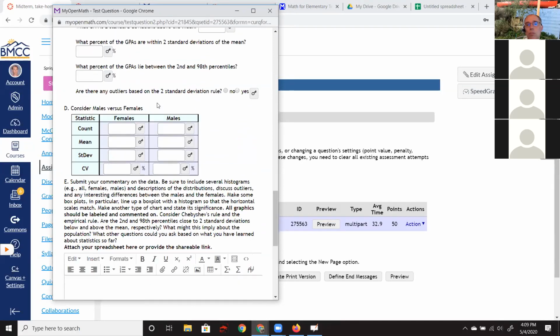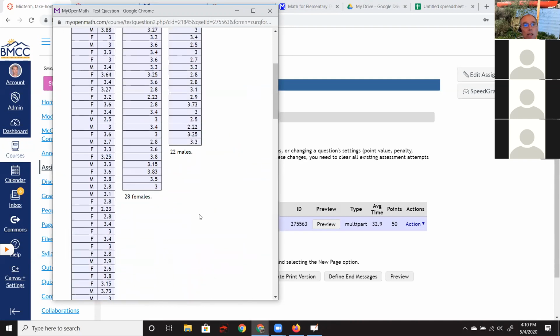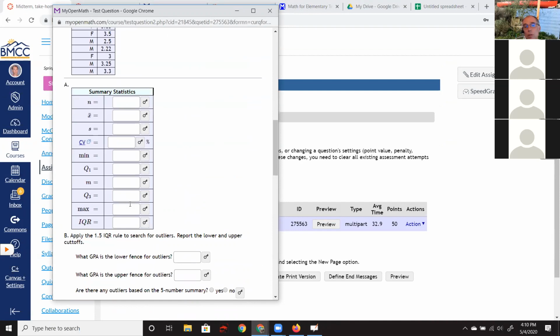Like maybe you're going to describe it to your mom, or maybe you work at a college and your boss wants to know about GPAs of students. You need to explain to them what you see because they don't want to look at the data. They want a summary of the data. And just giving those numbers, they're going to be like, so what? So what that Q1 is that number and Q3 is that number? What does that mean to me?